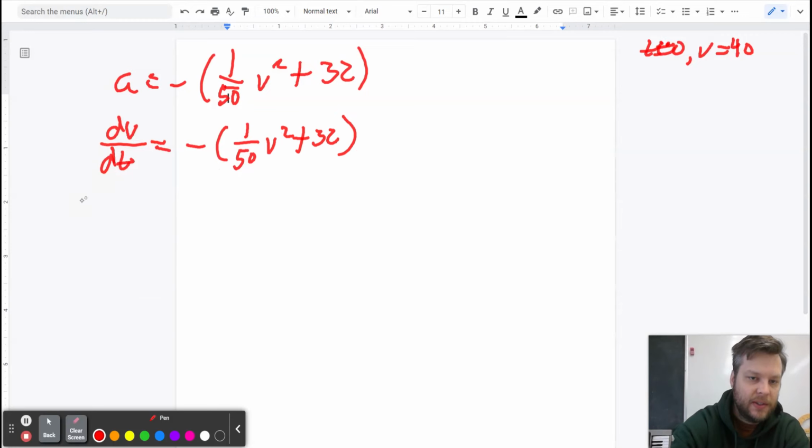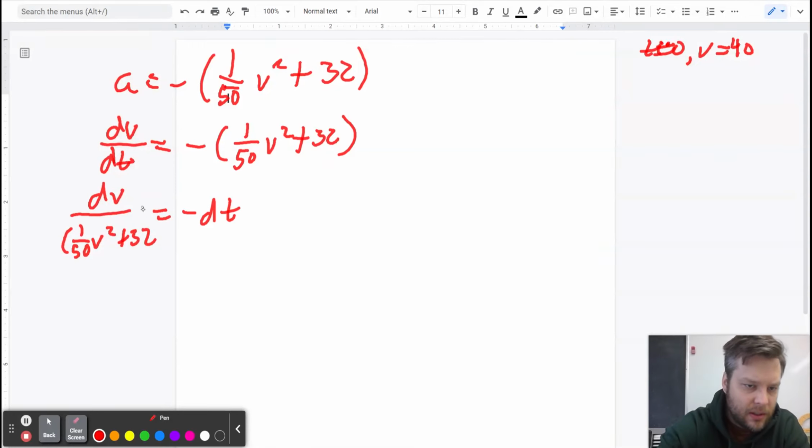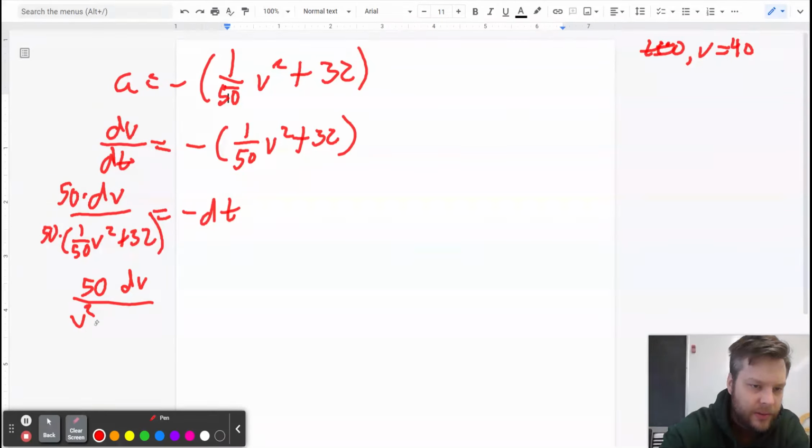So I'm going to get my v's on the left side and then get my dt's on the right side. I paused for a second because that right there is not a super easy integral on the left side. That's okay. If we multiply top and bottom by 50, we can get it into a nicer form. So 50 dv over v squared plus, that's 1600. Okay, so that's looking to me like we might want to do a trig sub.